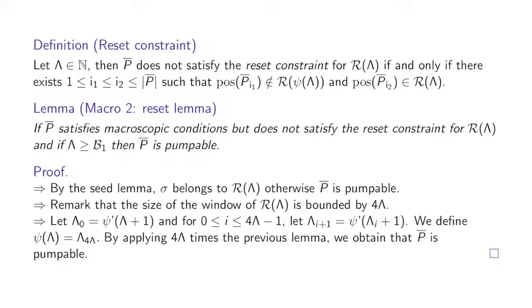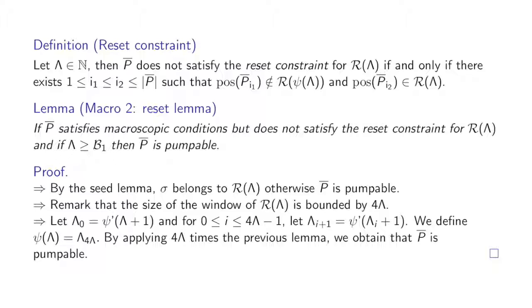Now, we conclude this video by proving the reset lemma. We remind here the statement of the reset lemma. To apply the previous result, we need only three remarks. First, if the distance λ is greater than the bound E1, then by the seed lemma, the square of width λ contains the seed. Remark that we need the seed lemma to be proven before the reset lemma.